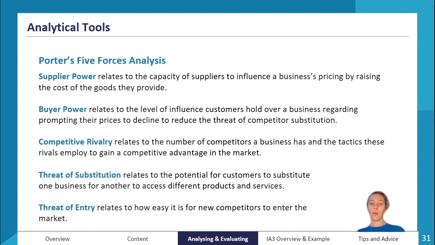Competitive rivalry, of course, is about that business to business rivalry, the tactics that each business uses to try and get that competitive advantage in the market. And the threat of entry. So again, if we think of this supermarket angle, we've got the idea that new supermarkets could be coming in from overseas. And so years ago, back when Aldi came into the mix, that was relating to that threat of entry.